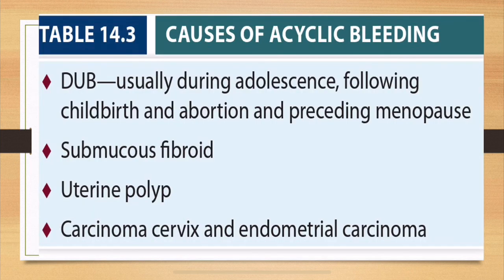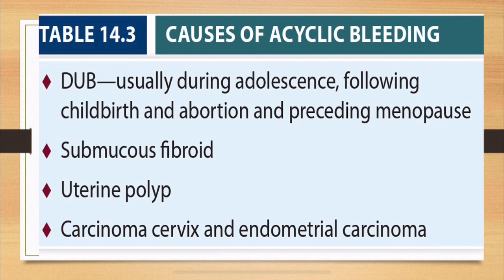Now we see the causes for acyclic bleeding. What could be the causes for acyclic bleeding? The DUB, we have discussed DUB. It occurs during adolescence, following childbirth and abortion, and preceding the menopause. We saw DUB could be either primary DUB or secondary DUB. DUB is dysfunctional uterine bleeding, abnormal, primary or secondary.